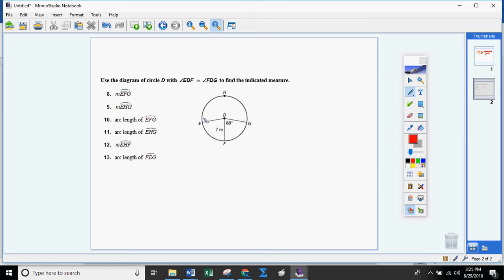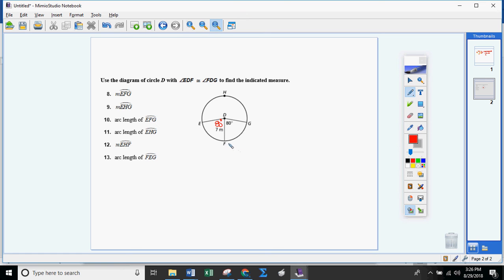And this is the other side of the homework tonight, and I know we haven't talked about this, but I want you to try to go beyond what we talk about in class, okay? Use the diagram of circle D with angle EDF congruent to angle FDG. So EDF and FDG are equal, so that means inside here is 80 degrees.